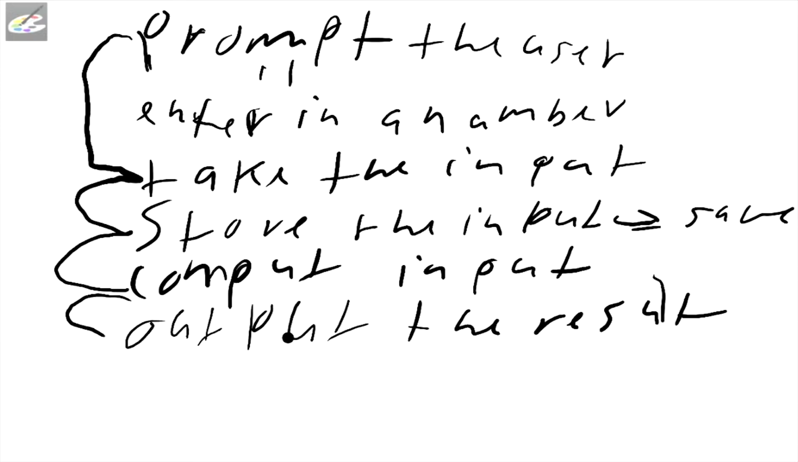For example, if we just had a simple program that would prompt the user, take in the input, and then just output the result, it would be prompting the user, taking the input, and outputting the result. But most of the time, you are going to want to save it because you want to do something with it.